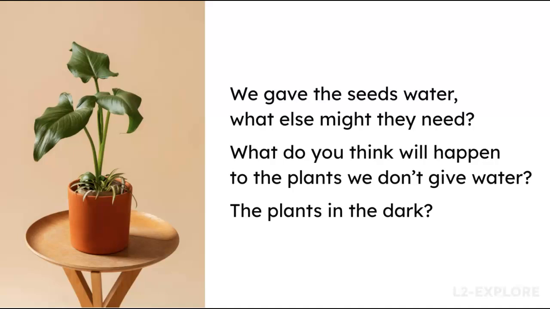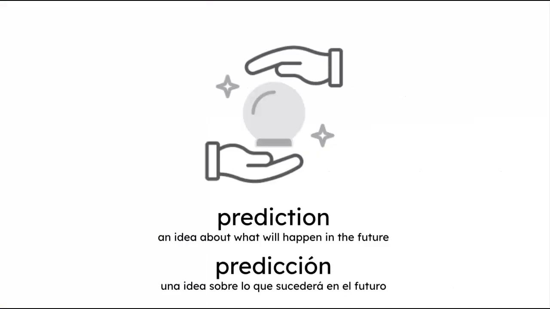After the initial planting, you'll discuss with students what the seeds might need beyond the water. You'll ask what students think would happen if those needs were not met. You'll post and discuss the prediction vocabulary card.